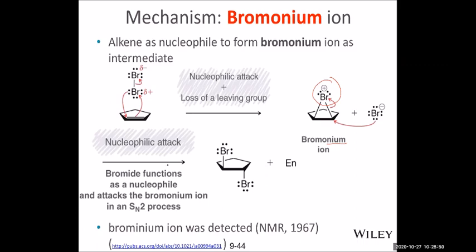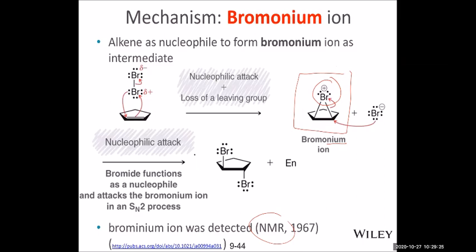The chemists detect this in the NMR spectrum. Even though it's very unstable, we cannot isolate the compound and determine its structure. We actually use a spectrum. From the features of the spectrum, we analyze and realize there's a bromine as a cation. So this is bromonium cation, the key reaction intermediate.